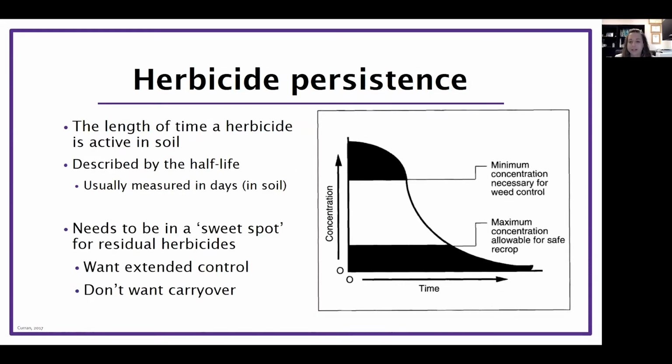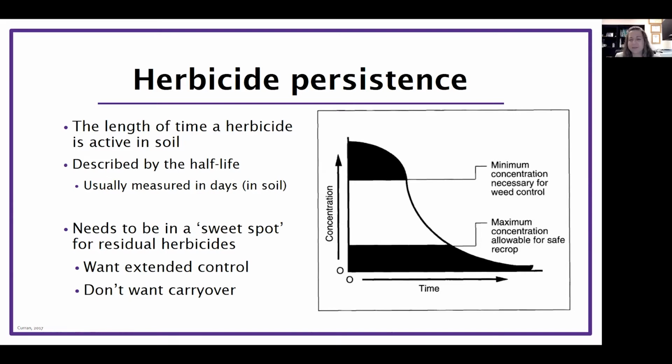When we talk about degradation, really what we're interested in is the inverse. We're really interested in persistence. How long is that herbicide going to stick around? Herbicide persistence is just a fancy way of saying the length of time that the herbicide is going to be active in the soil. We typically use a term called half-life to describe this. A half-life is just how long it takes half of the concentration of a herbicide to be degraded or to disappear from the system.